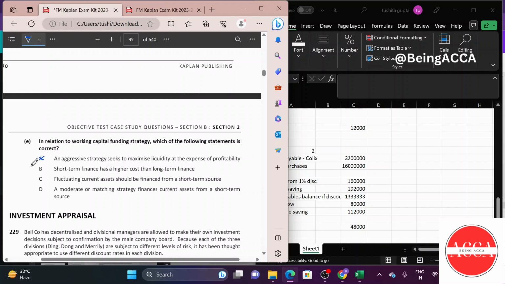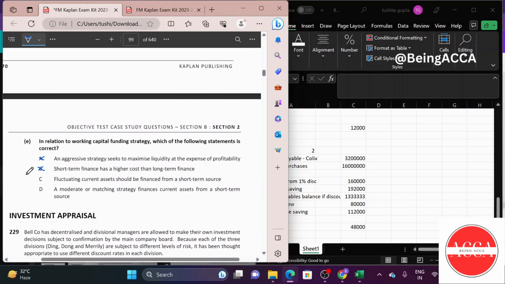Let's read the statement B. Short-term finance has a higher cost than long-term finance. Now this is also false, because short-term finance is generally cheaper. This is common sense, right? So if you are going to get your money back in a relatively shorter amount of time, there is less risk. So the cost of short-term finance is relatively lower.